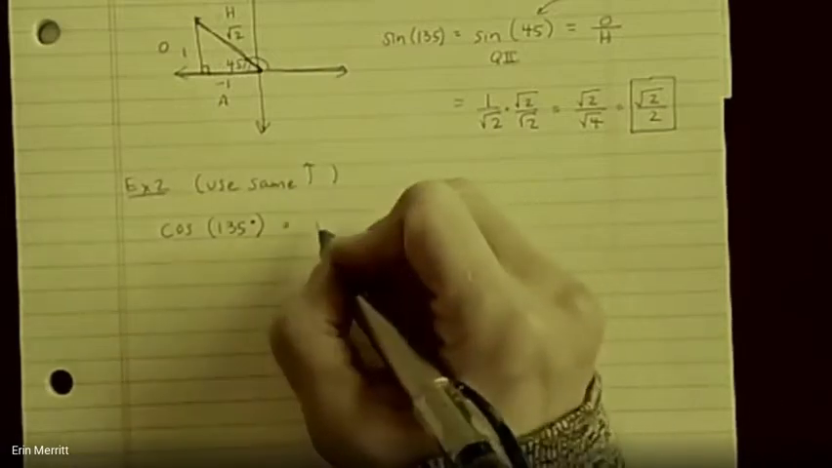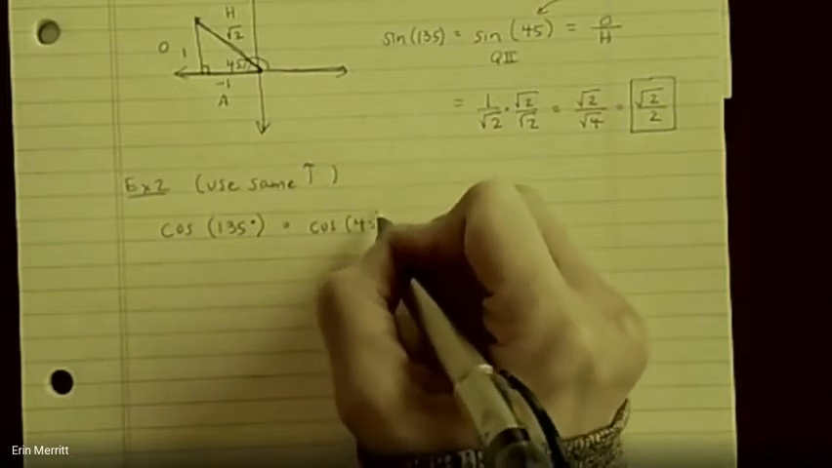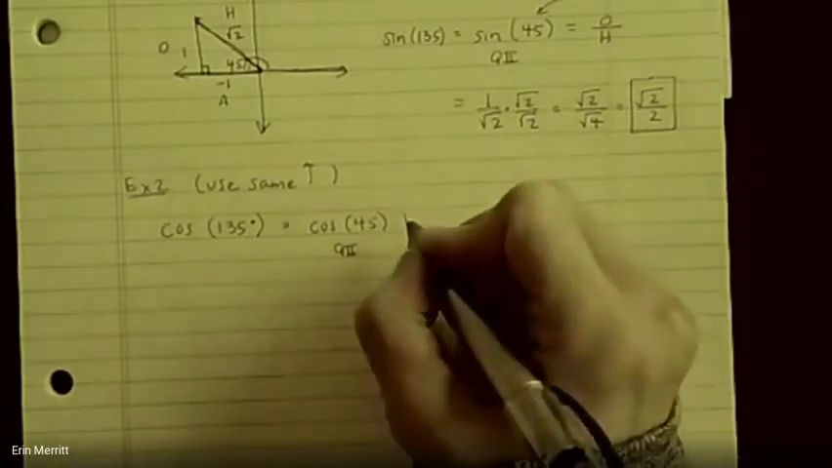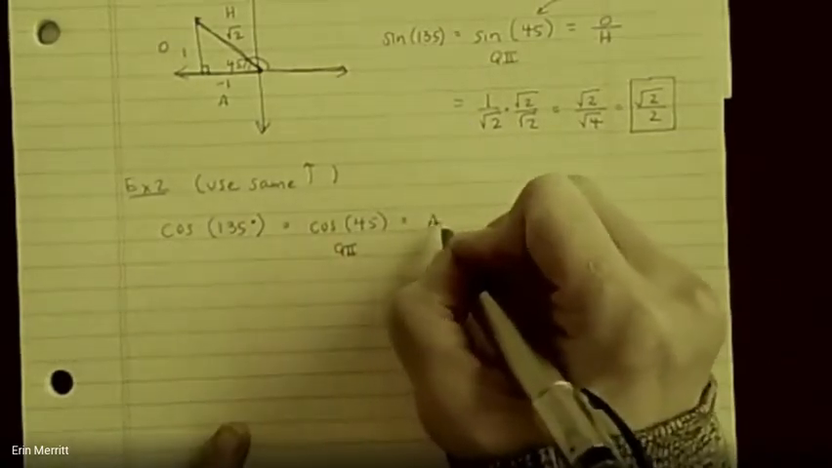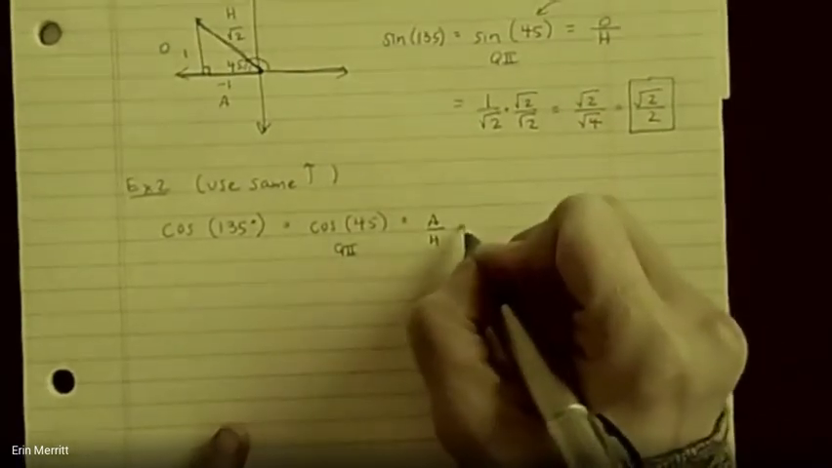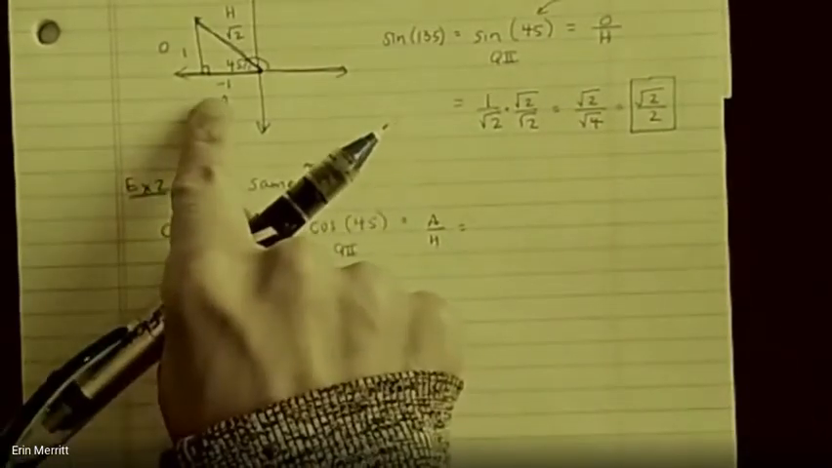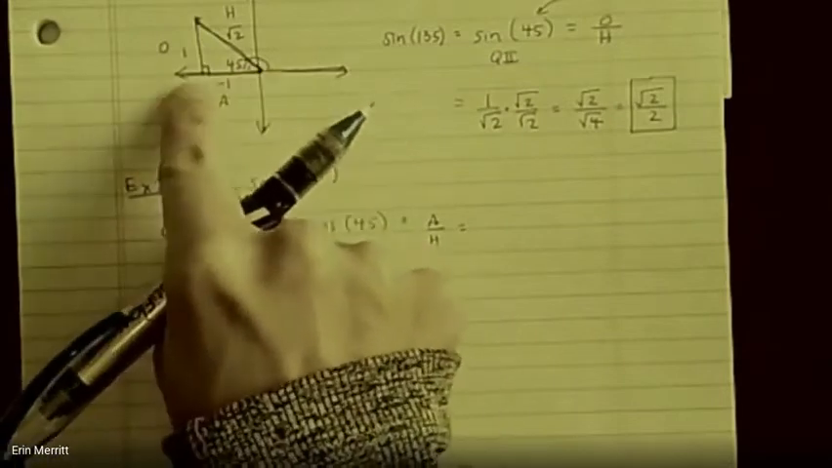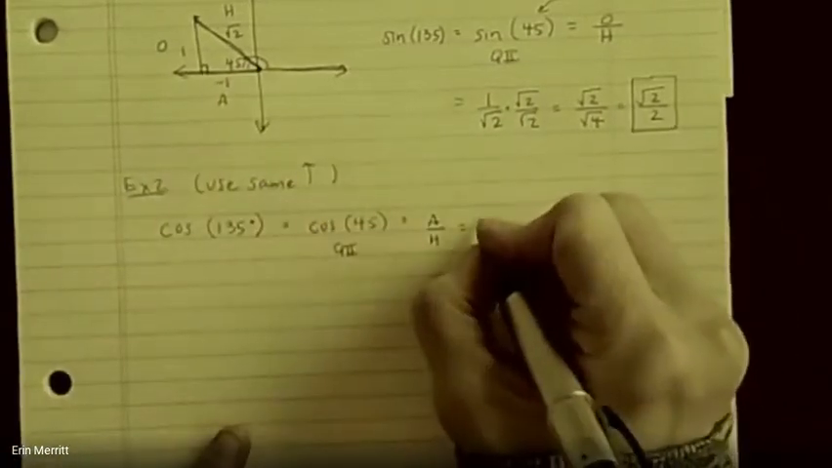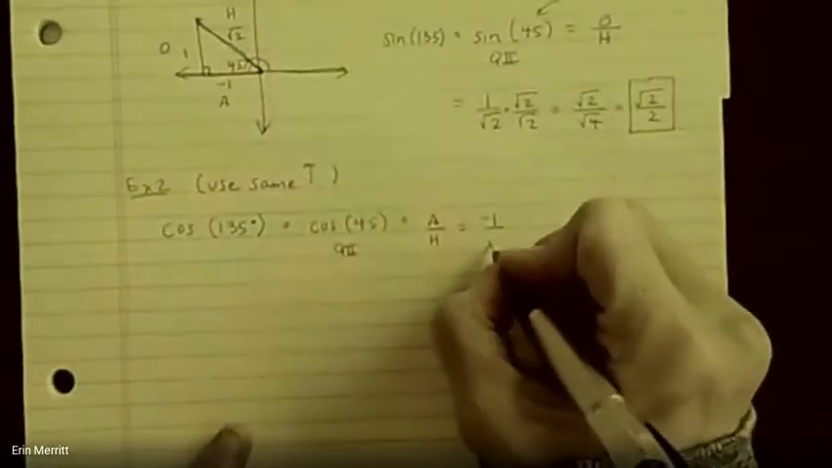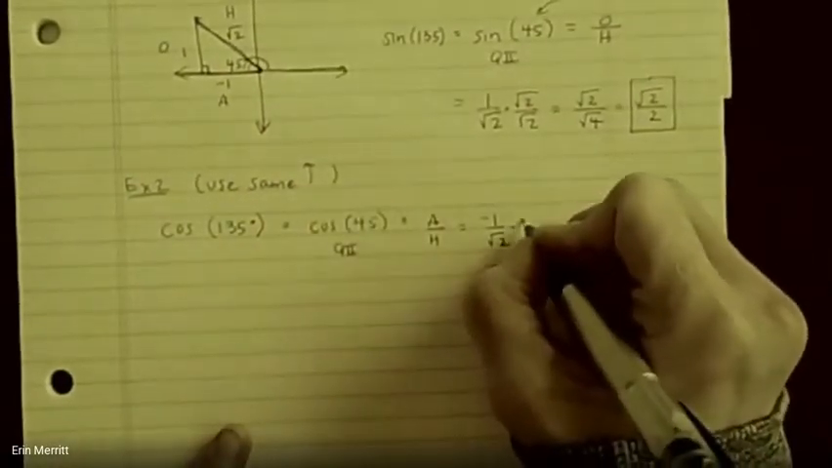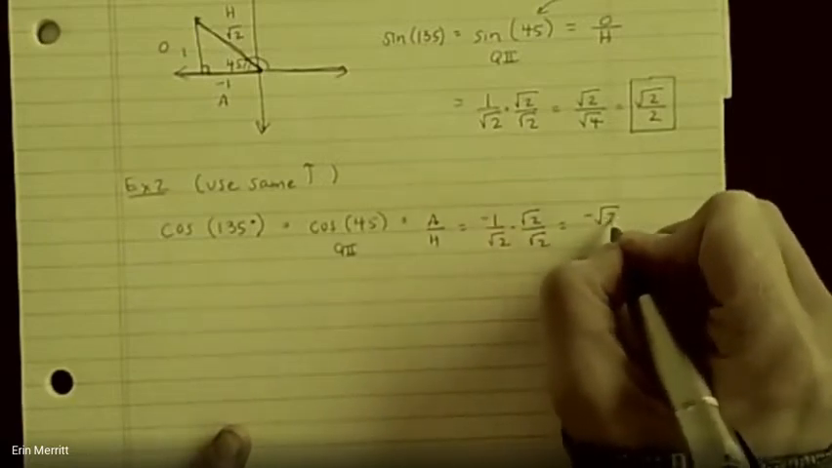What that means is it's equivalent to cosine of 45 degrees, but when it's drawn in quadrant 2. Why that's important. All right, cosine is A over H. Well, in the picture, the adjacent side is not just a 1, it's a -1 because of it being in quadrant 2. So it's -1 over that radical 2, which you would rationalize just like you did in the last one. So my answer is going to come out pretty similar, but it's going to be negative radical 2 over 2.